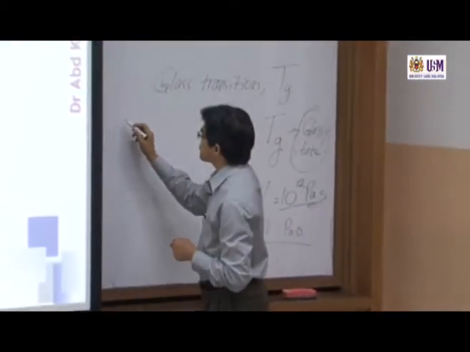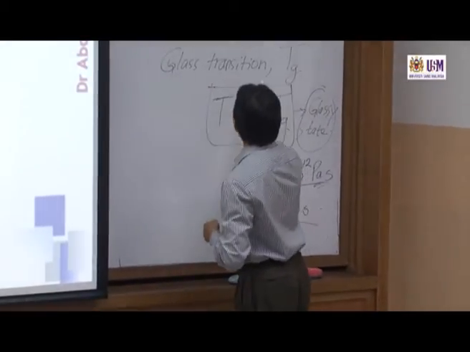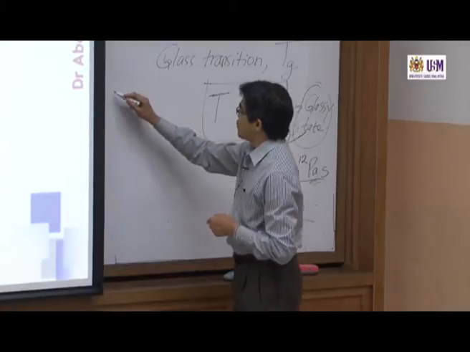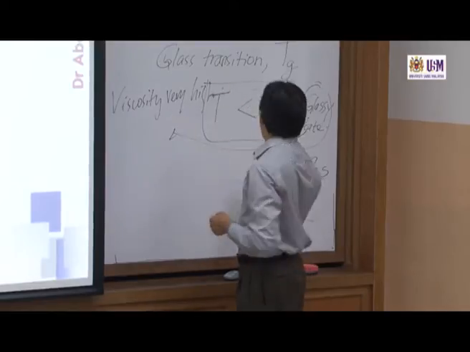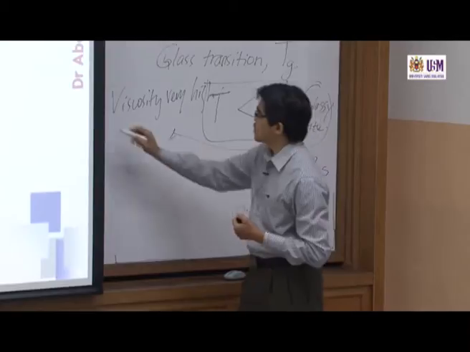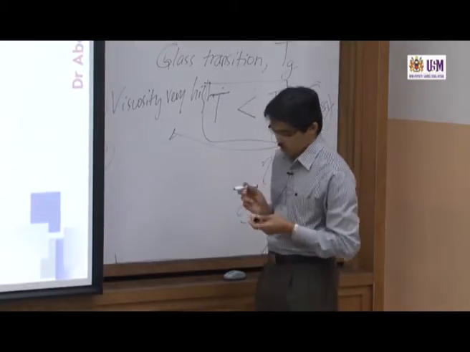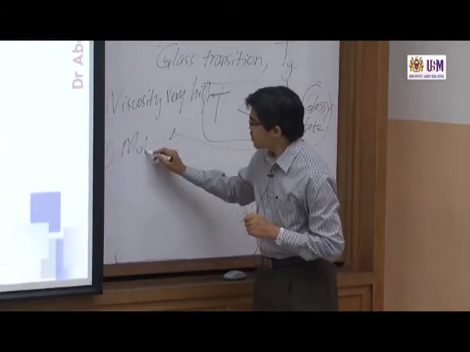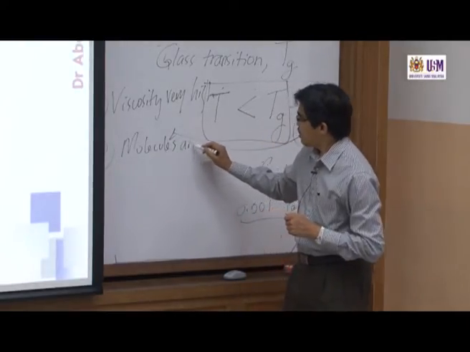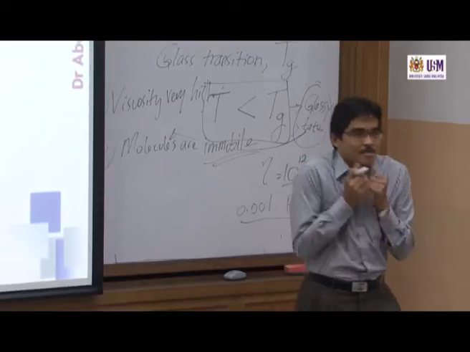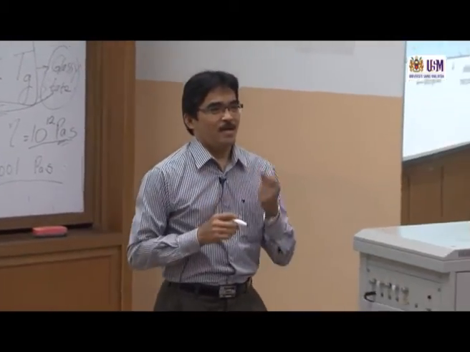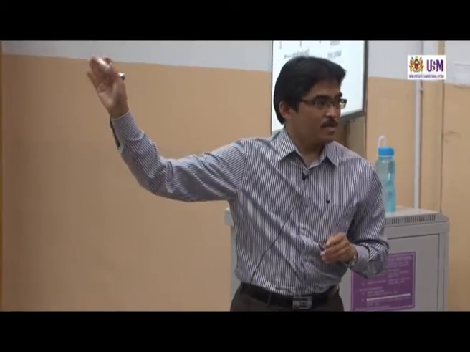So in a glassy state, when T is below Tg, the viscosity is very high. What is the viscosity? About 10 to 12 Pascal second. So that is one. Number two, the molecules are immobile. Immobile, cannot move. So that is two things that I want you to understand for now before we can understand this graph.